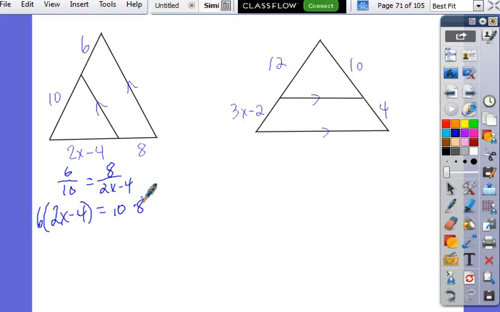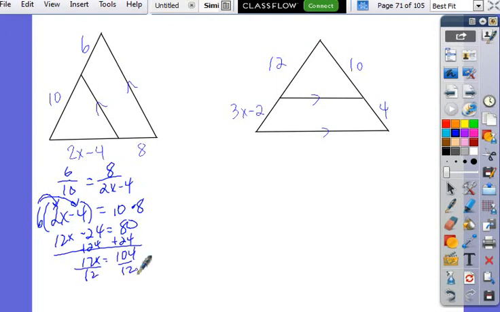Make sure on this part right here that you distribute what's on the outside by both parts on the inside. So 6 times 2x is 12x. 6 times the negative 4 is negative 24. Multiply over here and get 80. Add the 24 to both sides. So I get 104 divided by 12. Is that 8.7, I think? I don't remember.